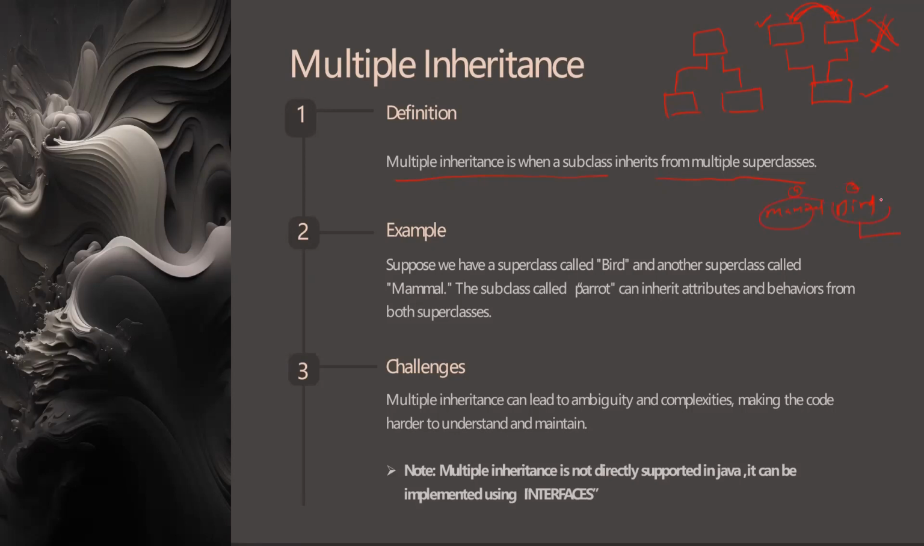So these two superclasses. And we have one more subclass called parrot that inherits the attributes and behaviors from both the superclasses. So this is your parrot. Clear? So this is the example you can derive for your multiple inheritance. So what are the challenges faced with multiple inheritance? Multiple inheritance can lead to ambiguity and complexities, making the code harder to understand and maintain. So as multiple base classes are there, it is a bit difficult to handle these challenges, right?